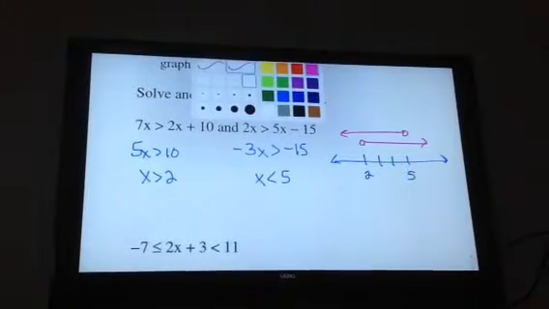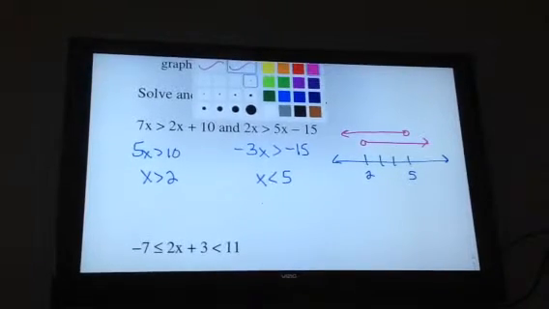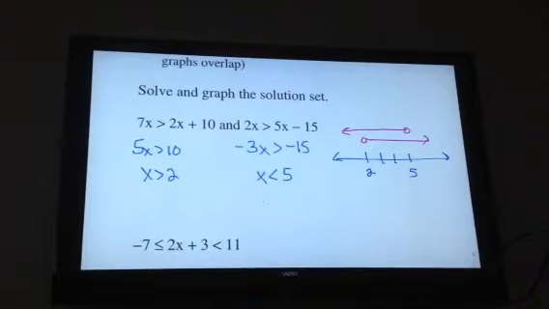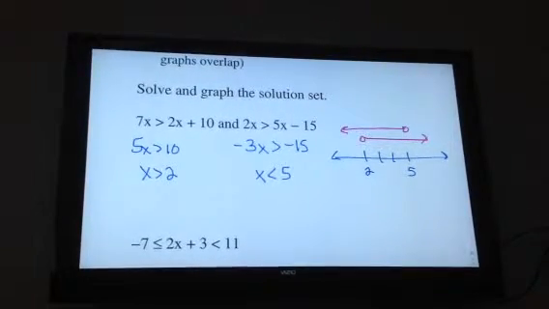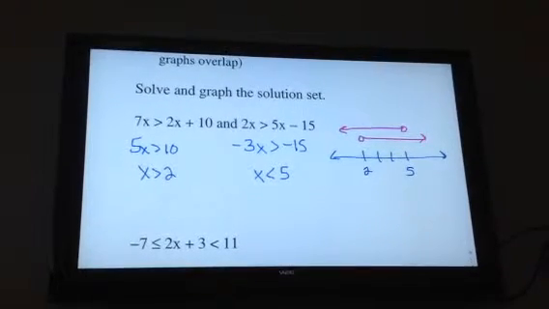So my final answer, let's do that in green. My final answer, I'm going to put on the number line. So this is why I don't care that you have the helper graphs. That's going to be up to you. The graph answer I want on the number line.